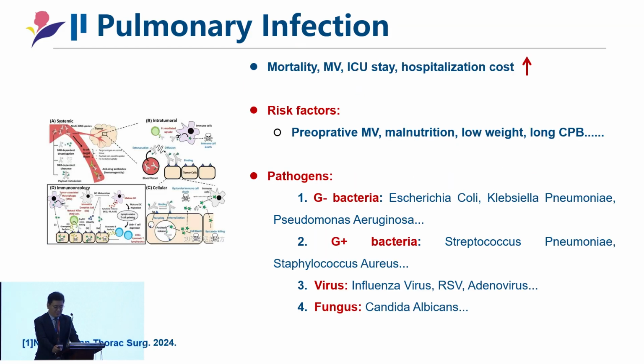Pulmonary infection. Pulmonary infection is associated with high mortality, increased duration of mechanical ventilation, prolonged ICU stay, and elevated hospitalization costs. Risk factors for pulmonary infection include preoperative mechanical ventilation, malnutrition, low weight, and long CPB time. Common pathogens include gram-positive and negative bacteria, viruses, and fungi.